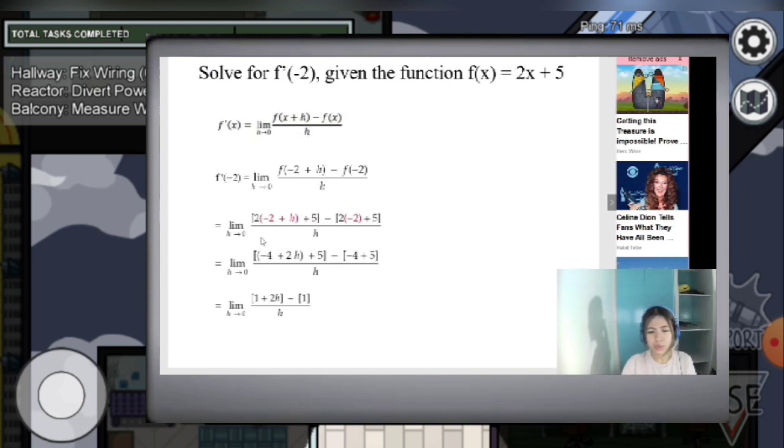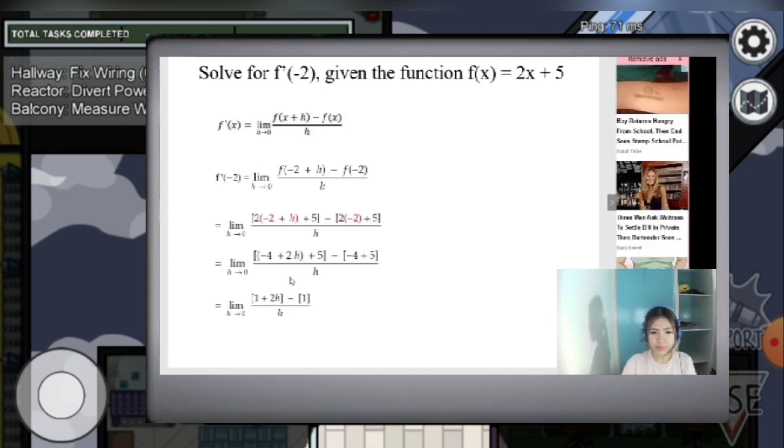Then after that, we're going to perform the necessary operations to simplify it further. We're going to distribute this 2 to negative 2 plus h. We're going to get negative 4 plus 2h. Then copy positive 5. Then here, we're going to multiply 2 to negative 2, negative 4, then copy positive 5. Then after that, we're going to remove the unnecessary parentheses and combine the like terms. So, negative 4 plus 5 is 1, copy positive 2h, and negative 4 plus 5 is 1.